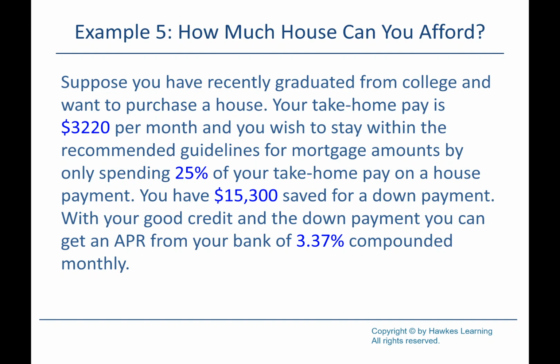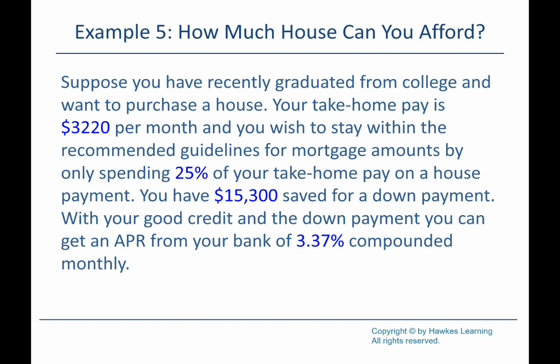It says we want to stay within the recommended guidelines for a mortgage by only spending 25% of our take-home pay on a house payment. Okay, so there are guidelines there. It's a range of values. It doesn't have to be exactly 25%. But you don't want to go over a certain amount of your net income, and you don't want to have a certain amount of your income going toward total debt in order to be able to afford a house. We're going with 25% here. And it says we have $15,300 saved for a down payment somehow.